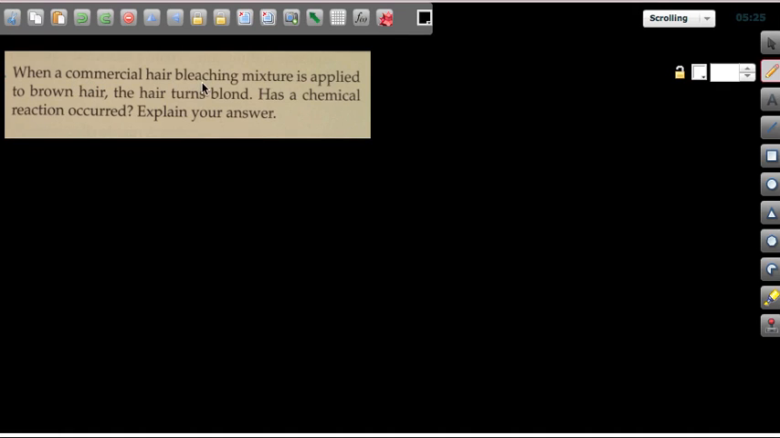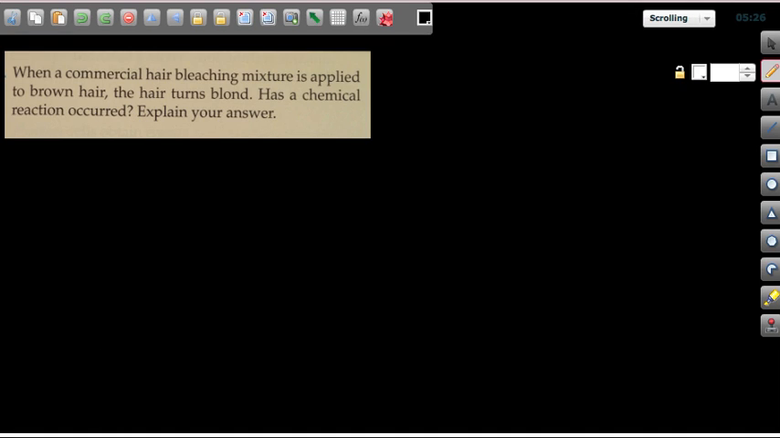When commercial hair bleaching mixture is applied to brown hair and hair turns blonde, has a chemical reaction occurred? Well, yes, it has, because you cannot go back to the original brown hair color. So definitely a chemical reaction has occurred to cause the change in the hair color.